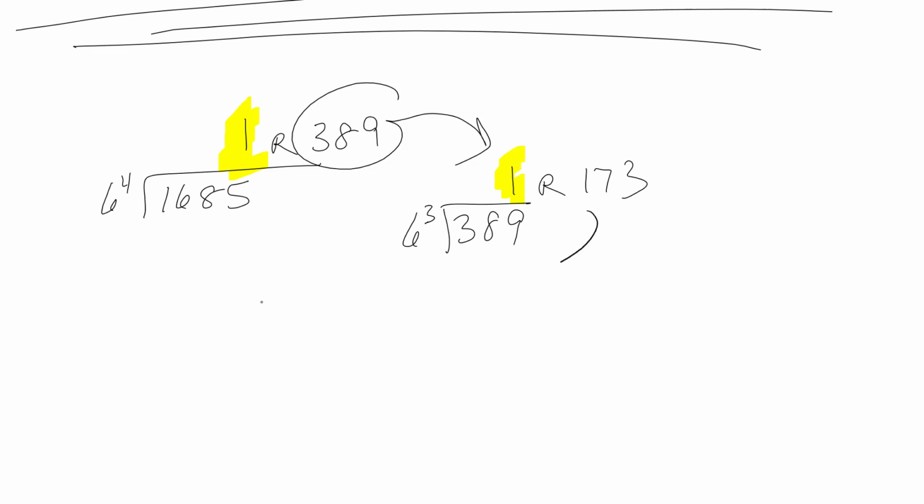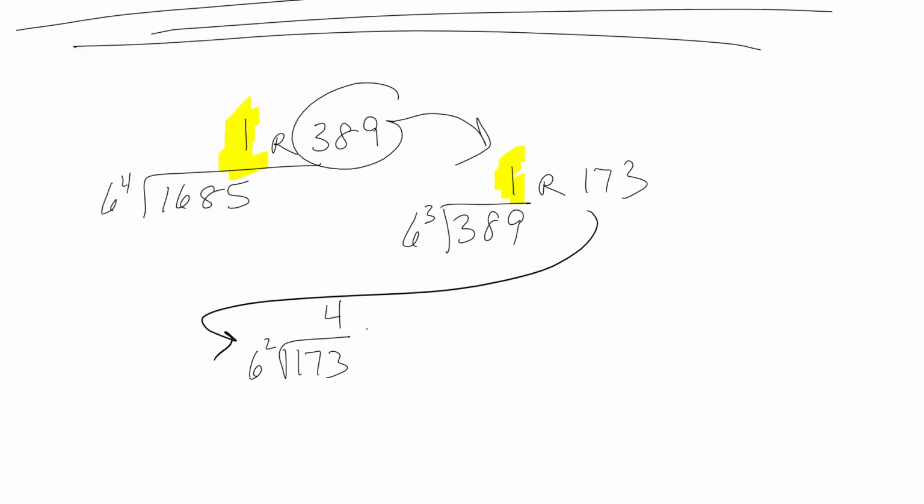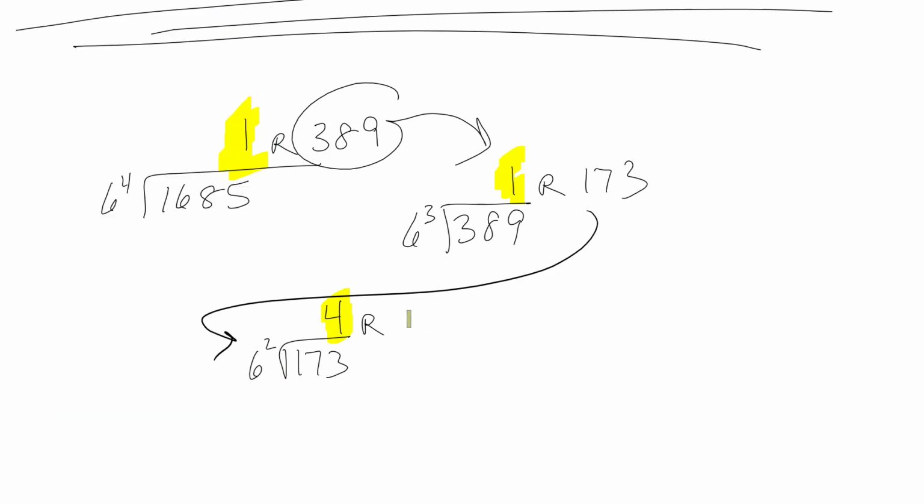I have the 173. Now I'm going to do 173 divided by 6 squared. So 173 divided by 6 squared is 4.8 something or other. I'm going to subtract the floor to get 0.0555. So this is 4 remainder, and then times 6 squared is 29. And then I go, okay, so what's 29?